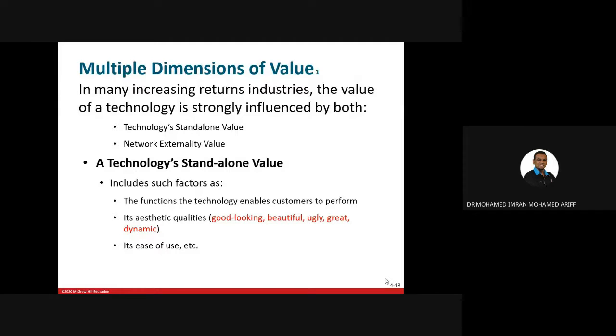Why multiple dimension of values? In many increasing returns of industry, the value of technology is strongly influenced by both. Okay, so when you come up with any product and services, you have to look at the value of it. Is it technologically standalone value, or you look at the network externality? Kalau dikata standalone value means aesthetic qualities. That means dia cantik, it's more of aesthetic sajalah. It does the basic necessary, macam phone biasa, it does the basic, tapi dia ada aesthetic quality. Dia ada, bila ambil gambar nampak kurus, the pictures are very much clearer, and it's much easier to use. So these are the aesthetic value of it.